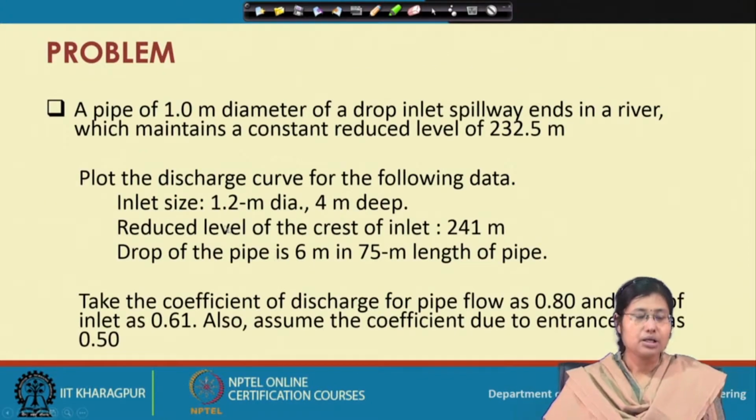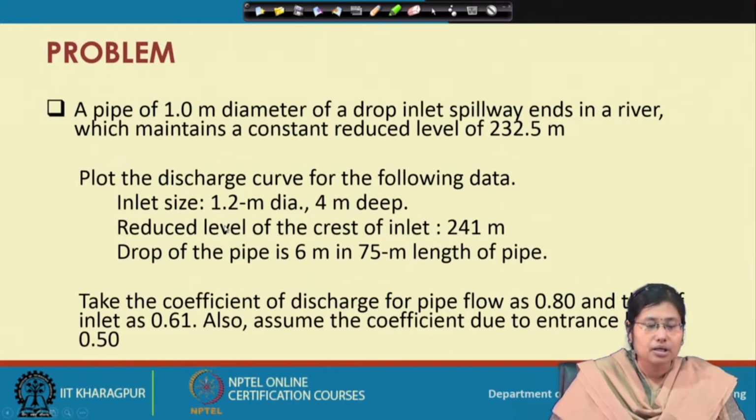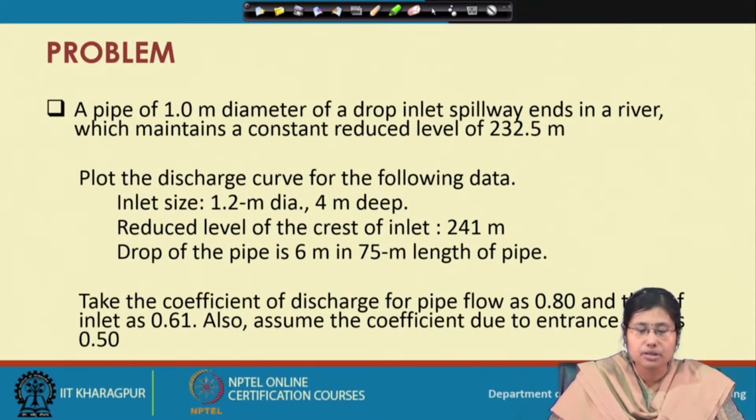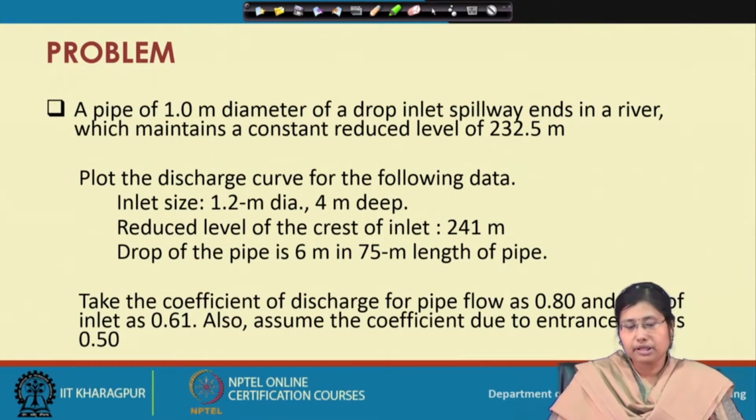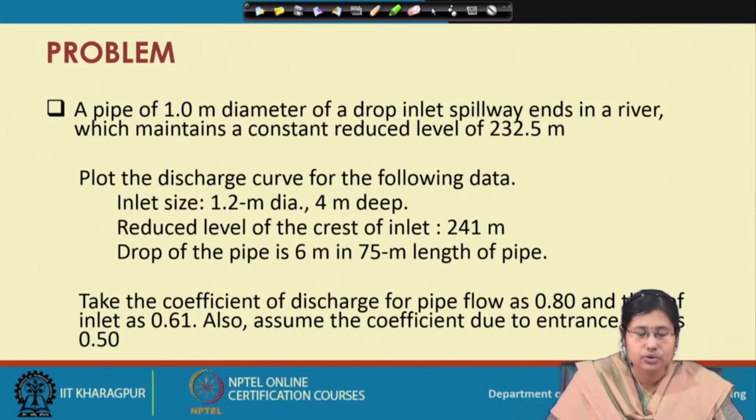Now coming to the second problem: a pipe of 1 meter diameter of a drop inlet spillway ends in a river which maintains a constant reduced level of 232 meter. This is a graphical kind of problem. Plot the discharge curve for the following data. Inlet size is 1.2 meter diameter and 4 meter depth, and reduced level of the crest at the inlet is 241 meter, drop of the pipe is 6 meter in 75 meter length of the pipe. So, assume necessary data.